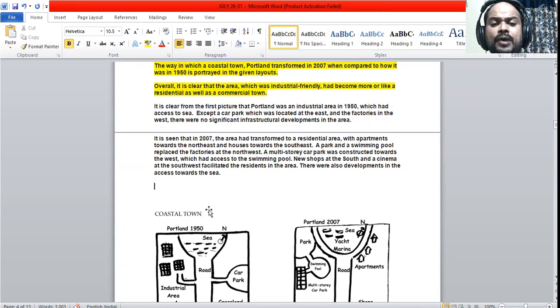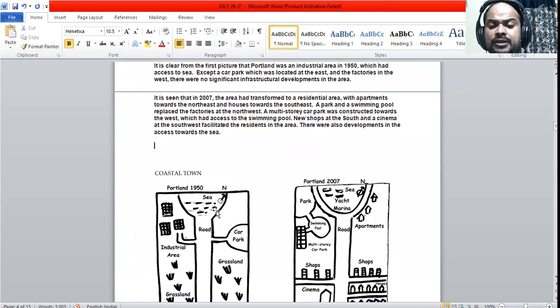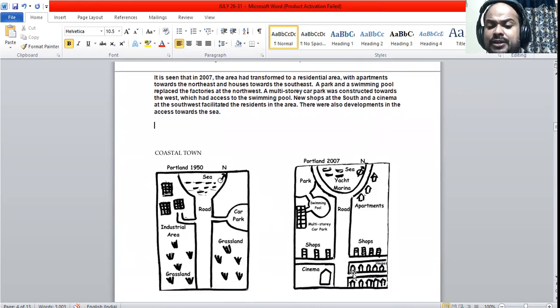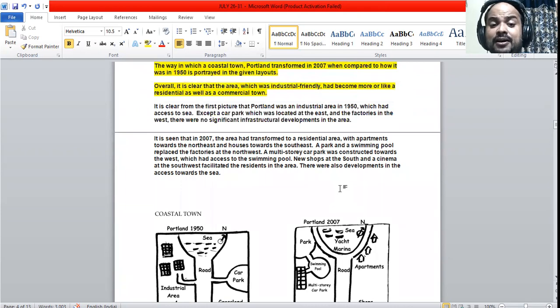Now it became more like a residential as well as a commercial town. So you have a lot of apartments and houses here, and commercial activities like cinema halls, shops, parks, a swimming pool, and some sea activities. So you can say some commercial activities are there. It has become a commercial town, and residential too.